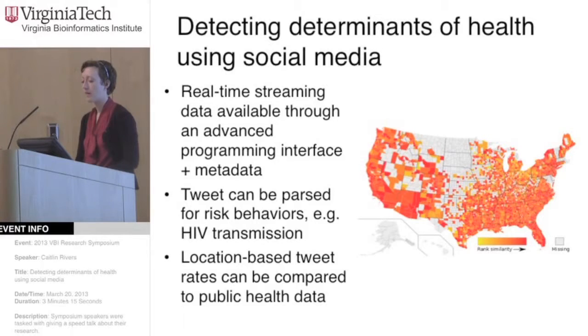Twitter has been used to detect a variety of infectious diseases in advance of traditional methodologies. For example, influenza-like illness has been shown to be detected 2 weeks earlier than traditional public health surveillance. So I'm doing a similar thing, but with risky behaviors associated with the transmission of HIV.